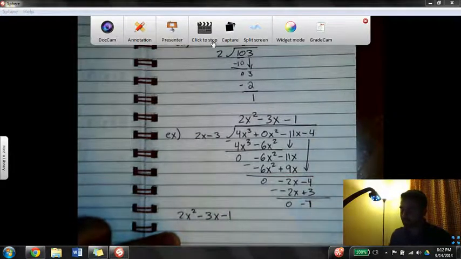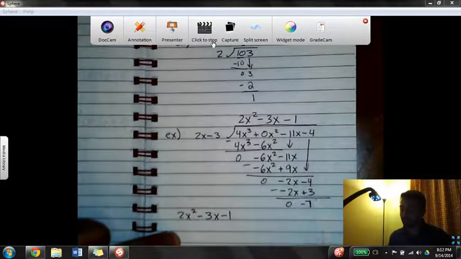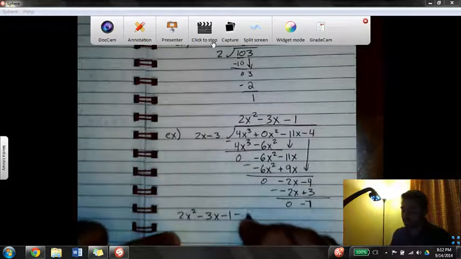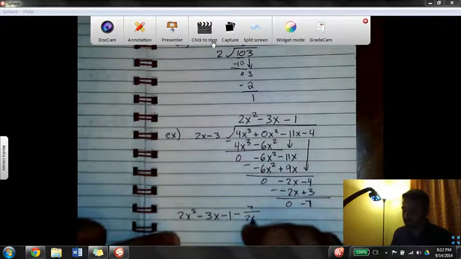That remainder is negative 7 because 4 minus 3 is negative 7 once the subtraction is done, and so I get minus 7 divided by the original factor 2x minus 3.